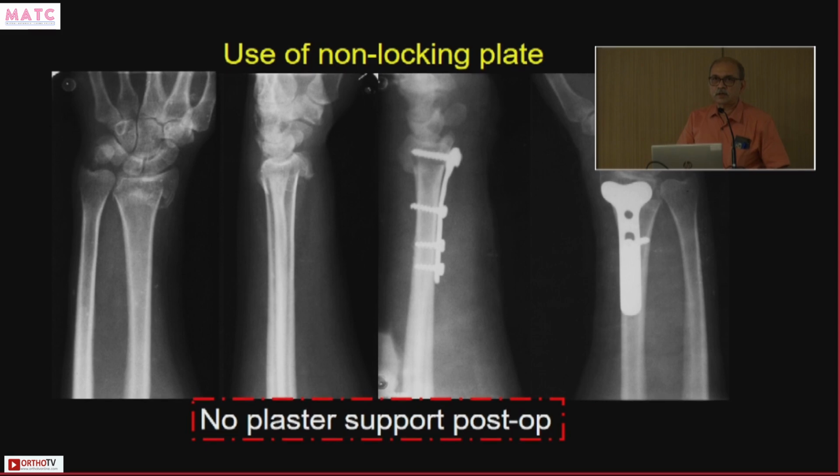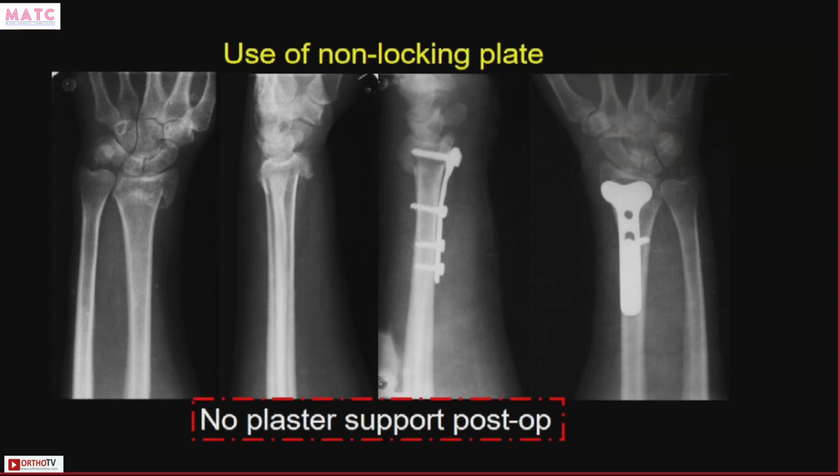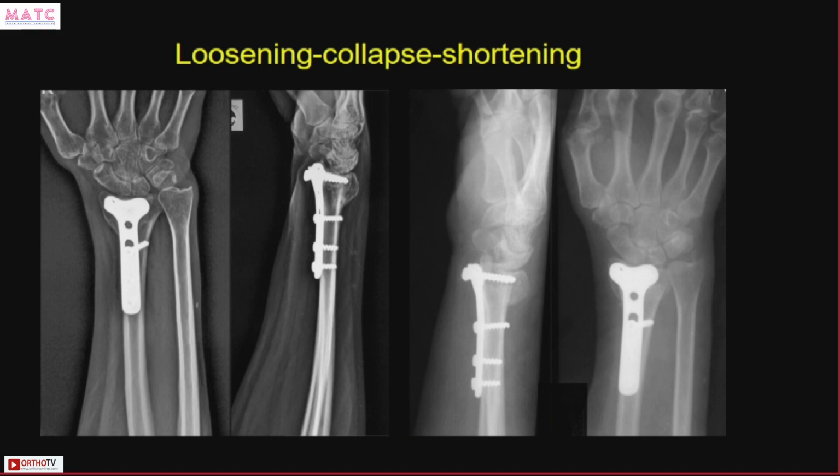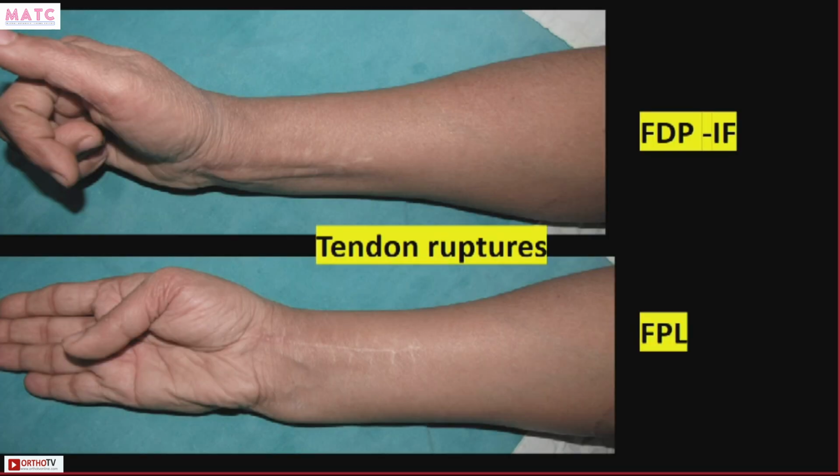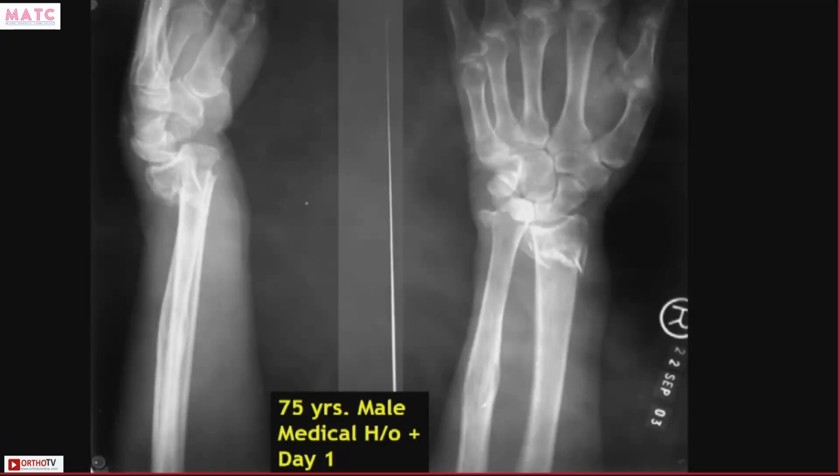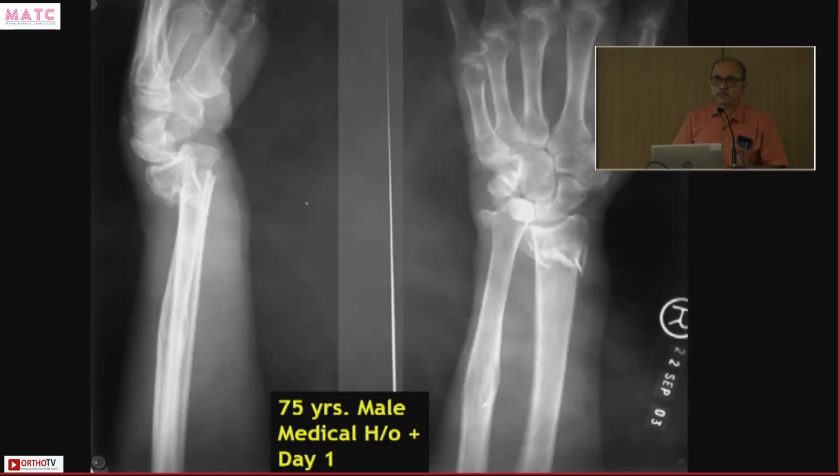Another common cause of a non-union or malunion in a distal radius is to use a non-locking plate. If you are to use a plate for an extra-articular fracture, see that it is locking. Otherwise, you will see that gradually this collapses and the screw ends become prominent, and you will have, unfortunately, tendon ruptures like this. So as I was saying, malunion is very common.